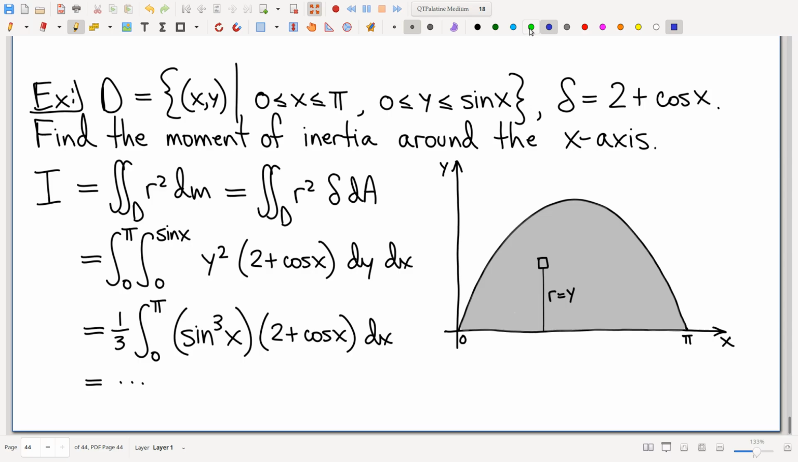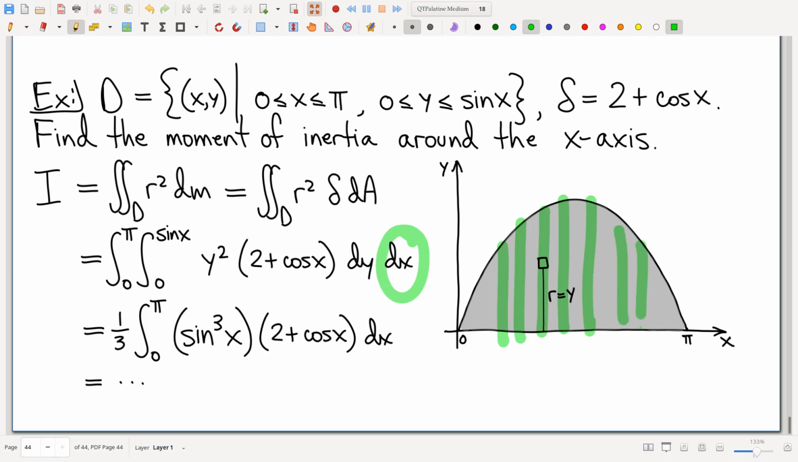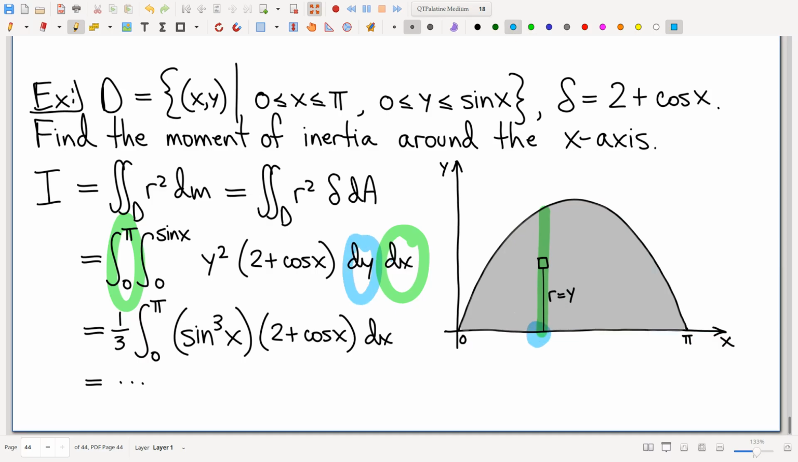So maybe what you mean is a dx slice. So x slices kind of look like this, right? And they go from 0 to pi. You see what I'm saying, right? And then for a given single value of x, I've got a slice that looks like that, and y starts at 0 and ends up here at y equals sine x. All right. Okay.